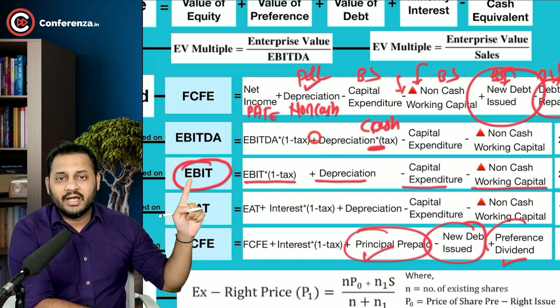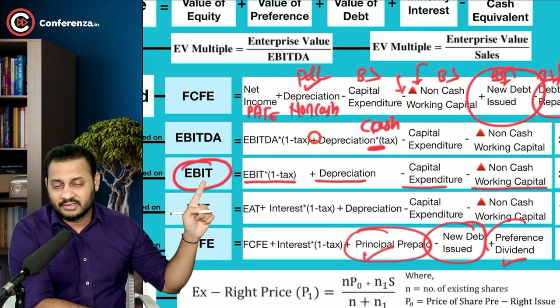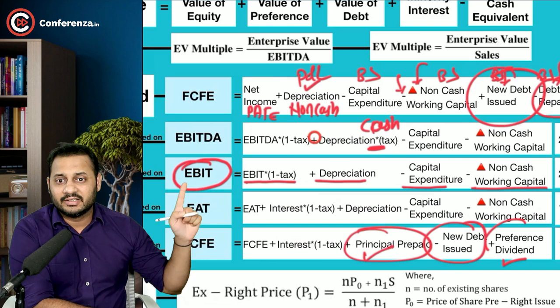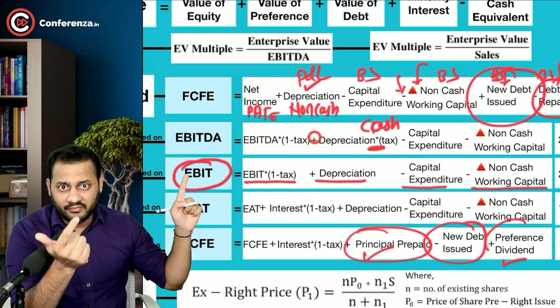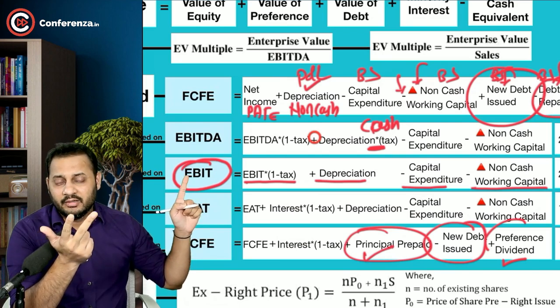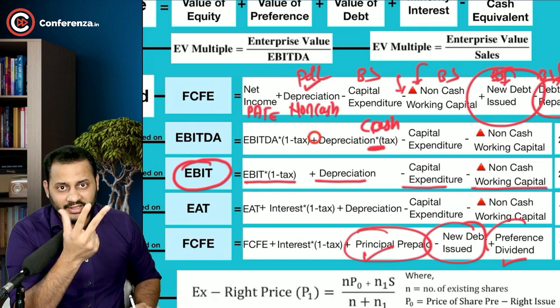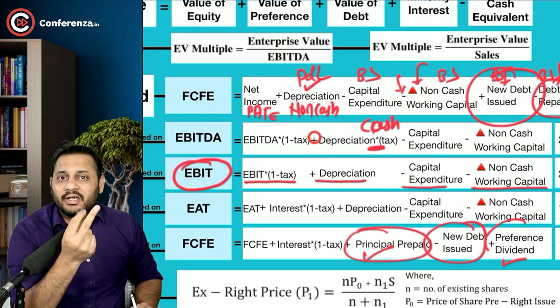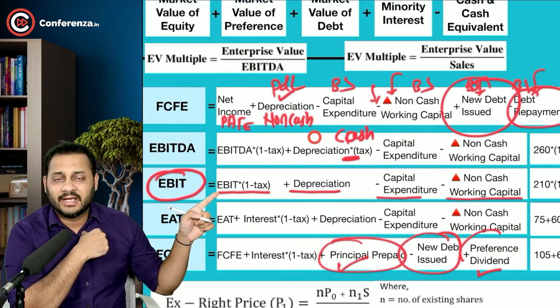So EBIT is earning before interest and tax. That makes it very clear that this is the earning applicable for debt holders, equity holders, and government. But we want the earnings or the cash flows only for debt and equity, right? We do not want the government in that. That's why, to start with, we will immediately reduce the tax out of it.